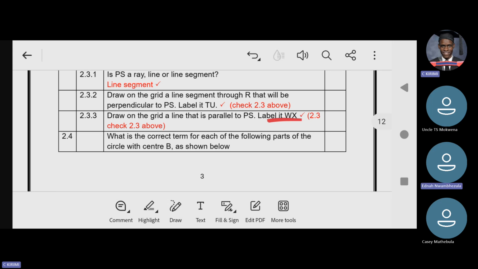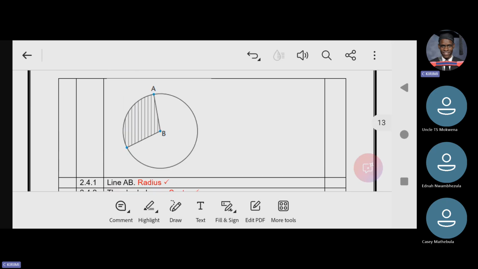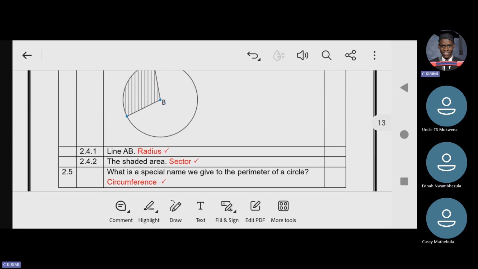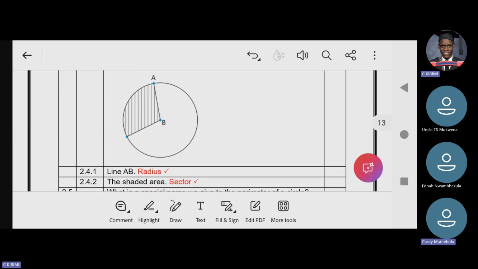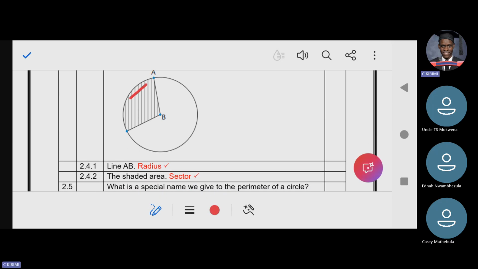What is the correct term? Each of the following parts of the circle with the center B. So this is the circle with the center B. So now we are given that B is the center of a circle. AB, we call it the radius. That is the shaded area. It's a sector, this one.